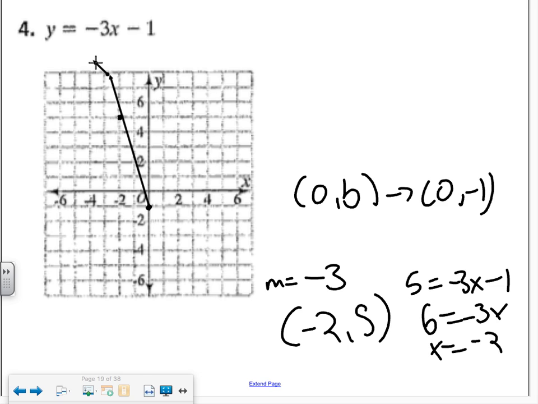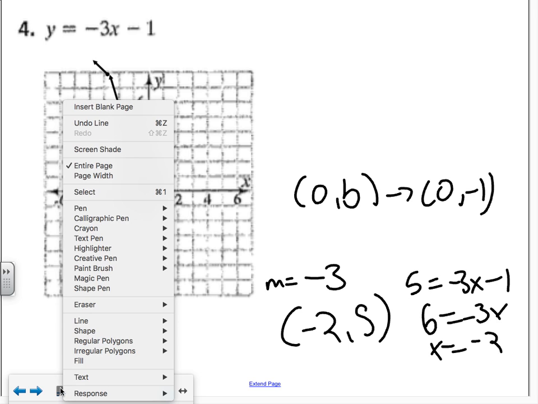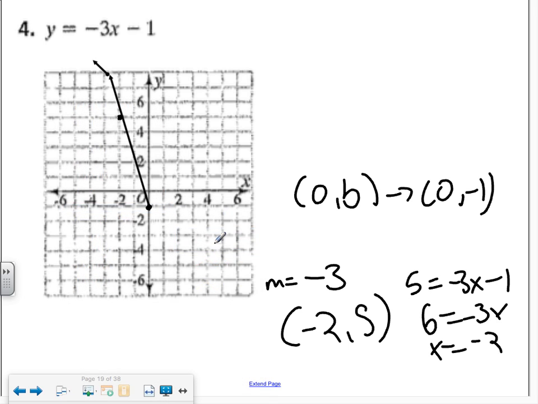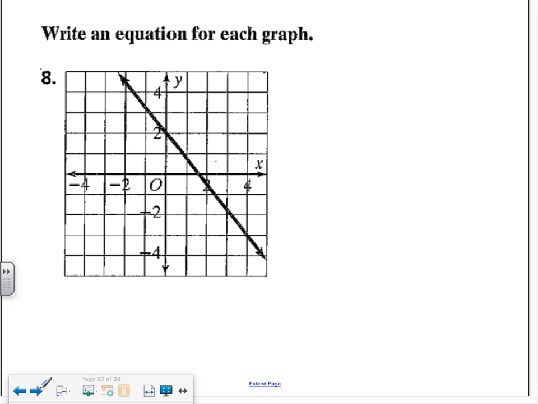Okay, so just remember, you need 2 points to graph a line. The y-intercept is usually a pretty good one. You can count. So if we wanted to check this, let's get a pen. Go up 1, 2, 3, and then over 1. Okay, so that shows that the rate of change is -3: as x increases by 1, y decreases by 3. All right, so we want to write an equation for the line.